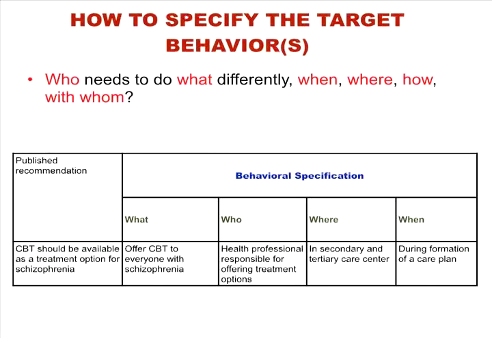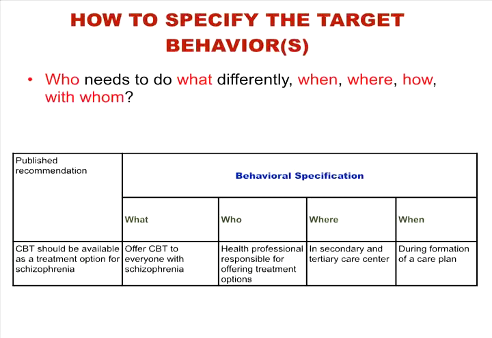So in terms of how you specify it, the central things you need to answer are who needs to do what differently, when, where, how, and with whom. Meaning, is it a behavior that occurs in isolation, or is it something they do with other people involved? For example, there's a published recommendation that cognitive behavioral therapy, CBT, should be available as a treatment option for schizophrenia. This is the problem with guidelines, that they're written like that. What does that mean? How do we actually implement that?